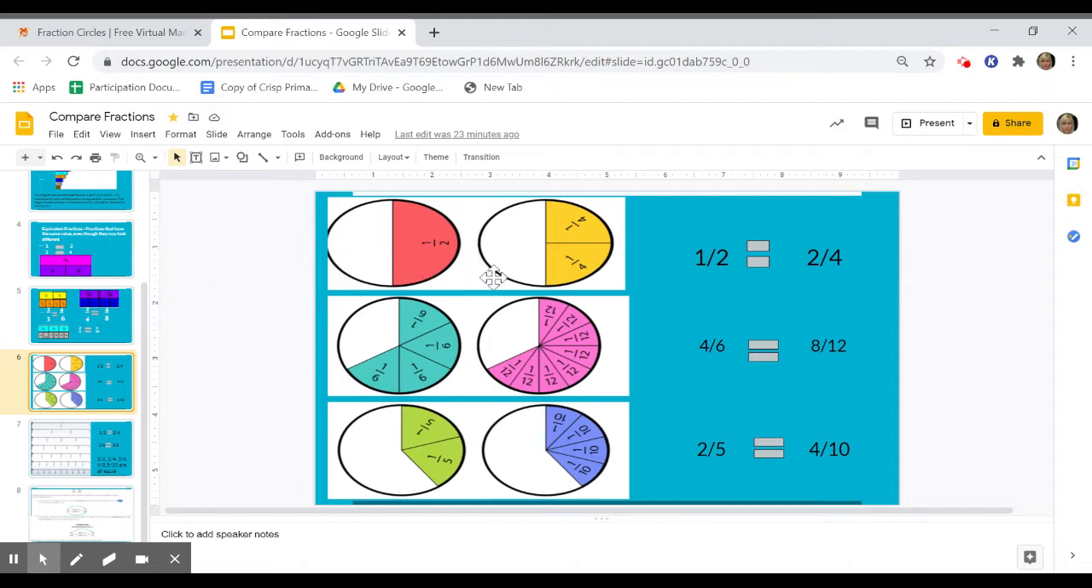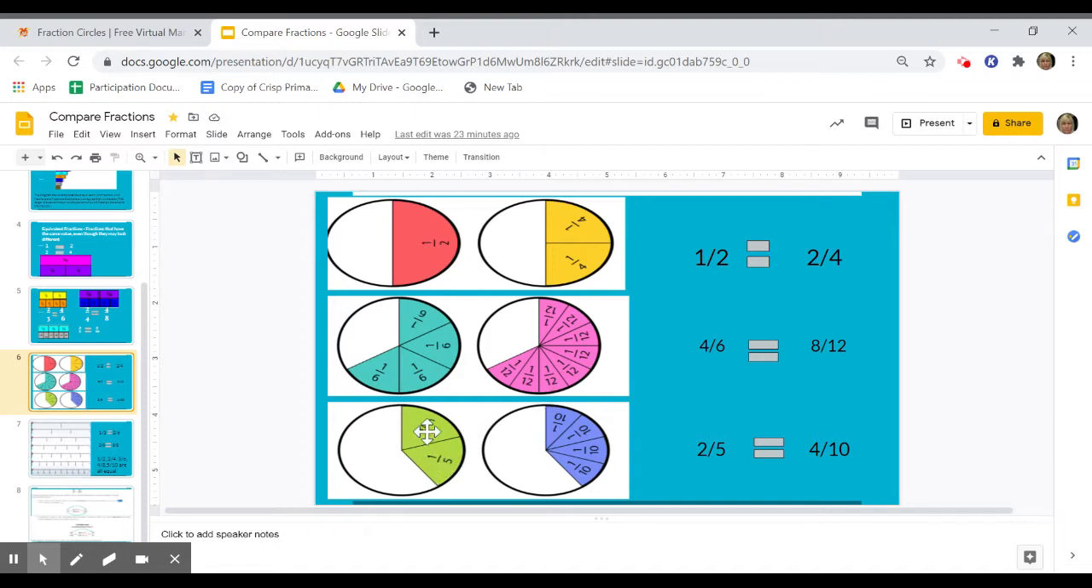to represent equivalent fractions. And so here's 1/2. How many fourths would equal 1/2? 2/4. Right here, you've got 1, 2, 3, 4 sixths. And how many twelfths would equal 4/6? It would be 8 twelfths. 1, 2, 3, 4, 5, 6, 7, 8.